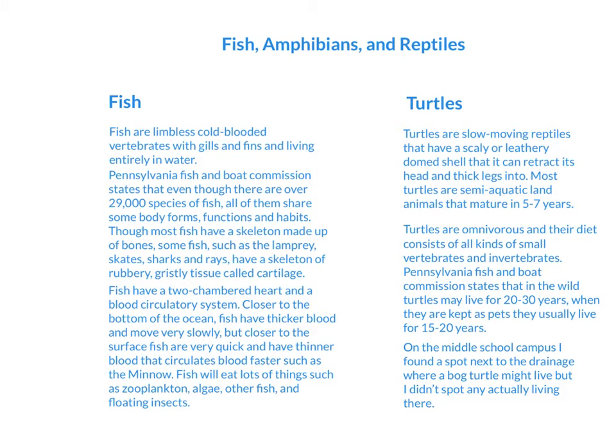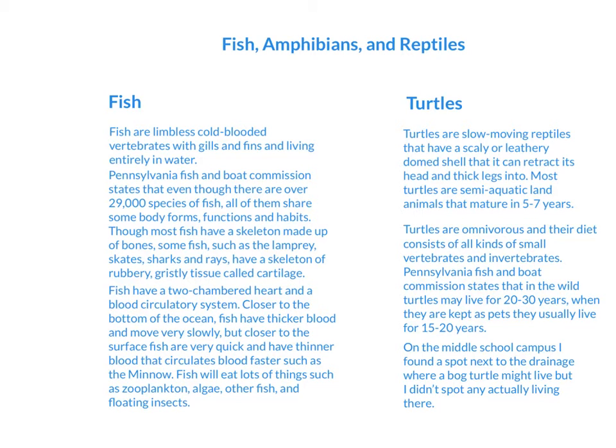Fish are limbless, cold-blooded vertebrates with gills and fins and live entirely in water. Pennsylvania Fish and Boat Commission states that even though there are over 29,000 species of fish, all of them share some body forms, functions, and habits. Though most fish have a skeleton made up of bones, some fish, such as the lamprey, skates, sharks, and rays, have a skeleton of rubbery, gristly tissue called cartilage.